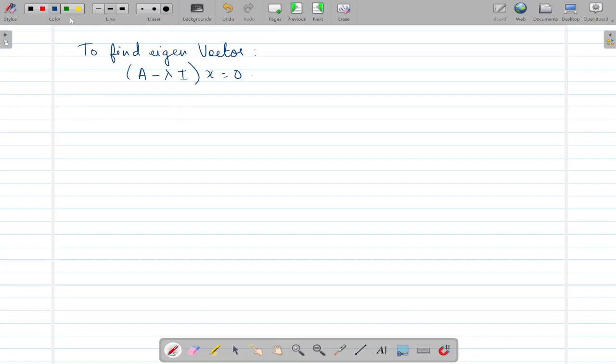So as I said, you subtract lambda only from the diagonal elements: 2 minus lambda, 2 minus lambda. The other elements you write as they are, 1, -1. Then you multiply with x1, x2, x3 and equate to 0.